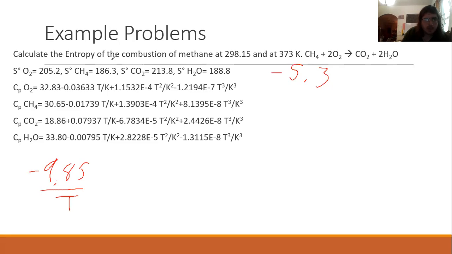Next one, negative 0.00795 times 2 plus positive 0.07937 plus, it's plus a negative 0.01739, and then plus a negative, so what, minus a negative 0.03633 times 2. So plus 0.5352 T over T. So that.